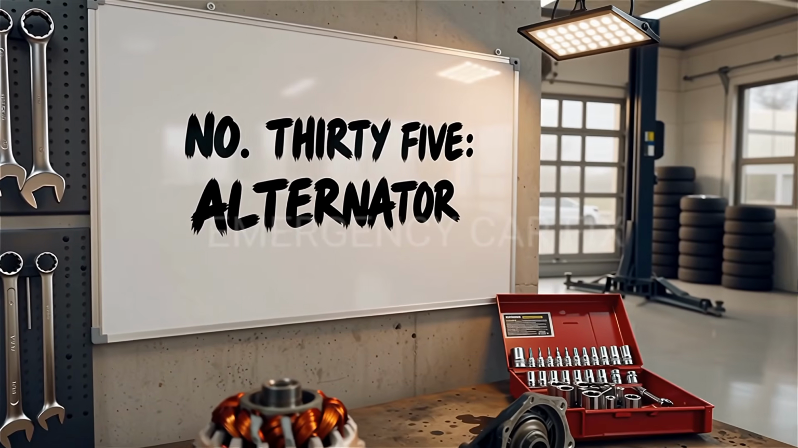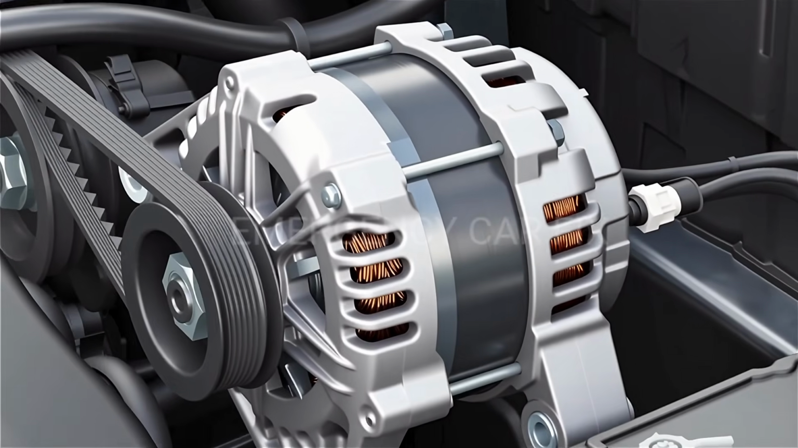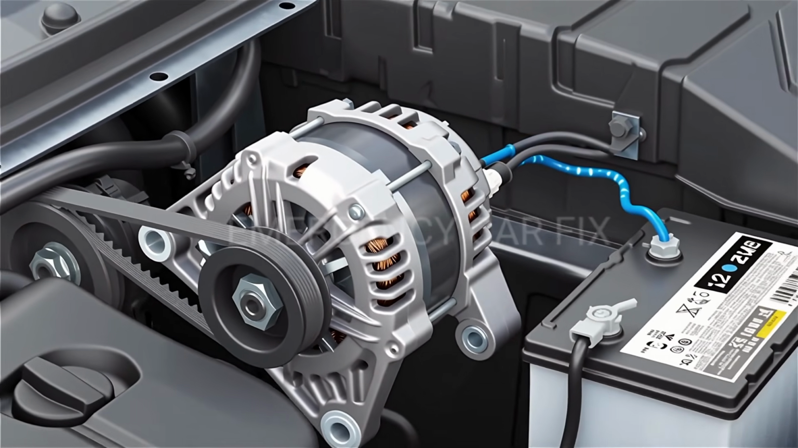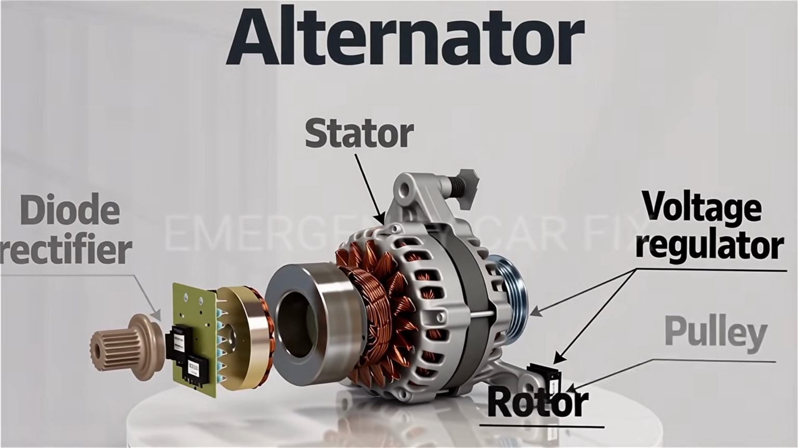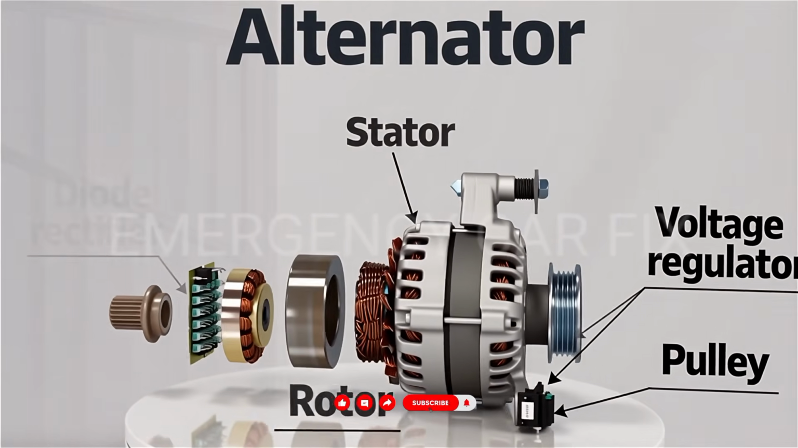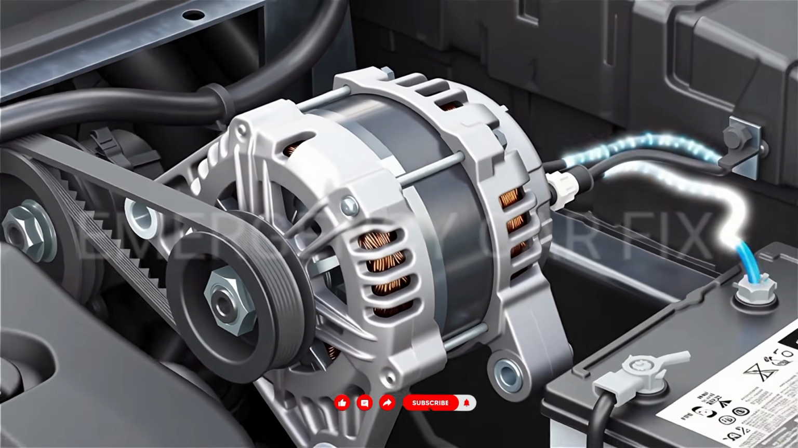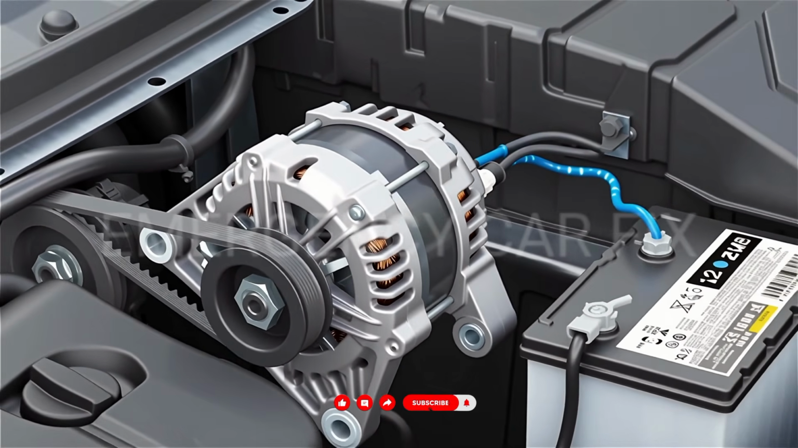Number 35. Alternator. The alternator generates electrical power while the engine runs, recharging the battery and supplying electricity to various systems, ensuring continuous operation of lights, electronics, and ignition components during driving conditions consistently.